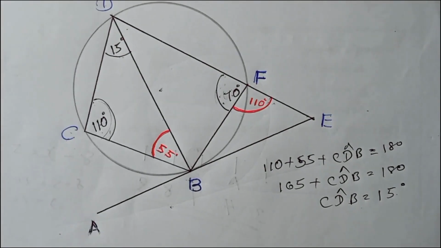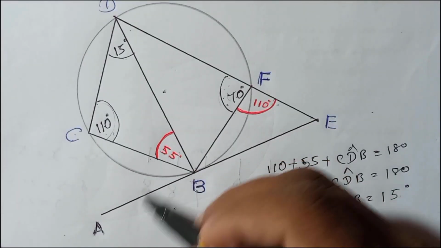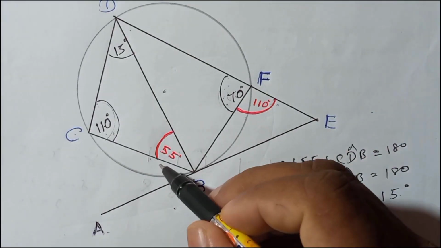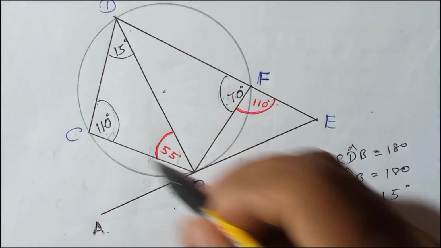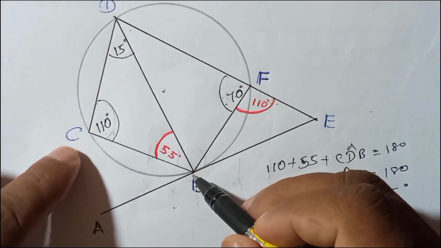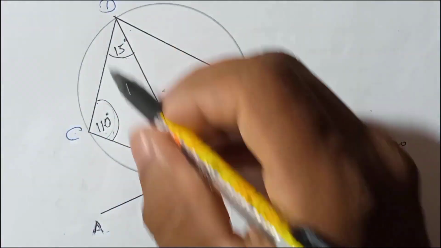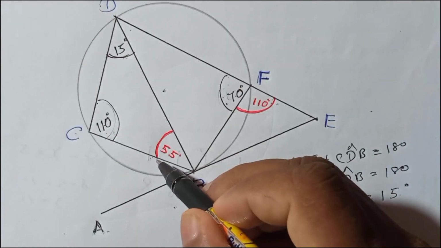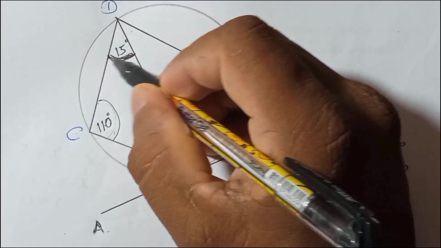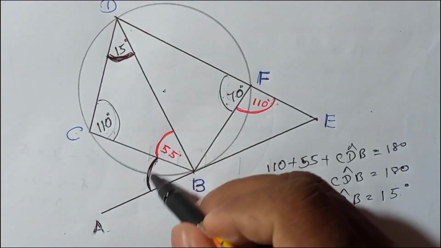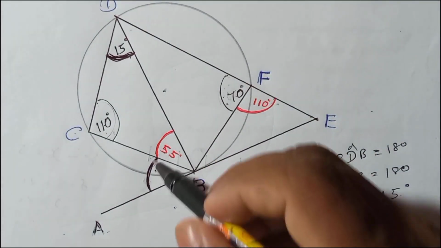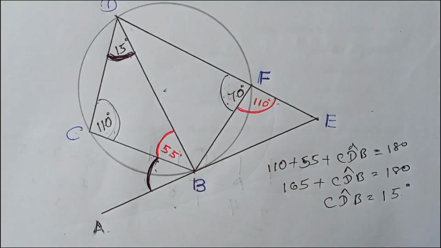Now look, this is the tangent. I mean, ABE is the tangent, and this is the chord, CB is the chord. The angle subtended by chord CB at the circumference is this. Now this one should be equal to this one. That means these both are equal, because these are alternate segment angles. By the alternate segment theorem, this angle must be equal to this angle, right?